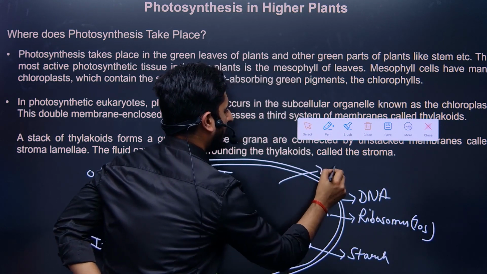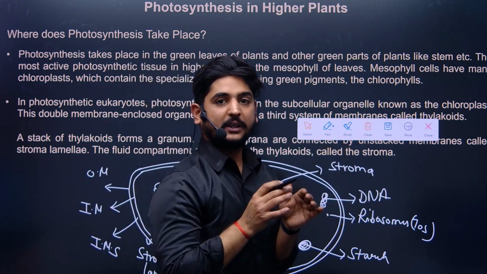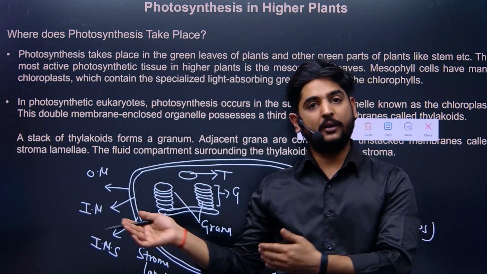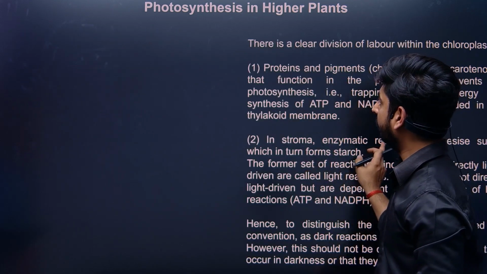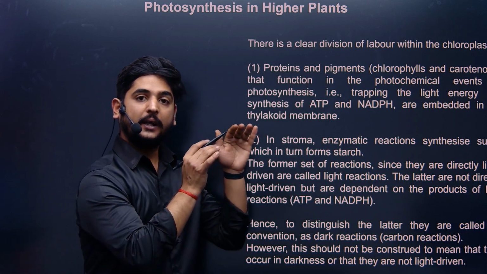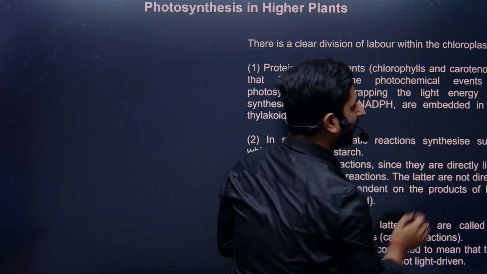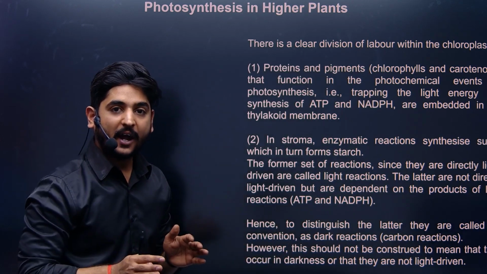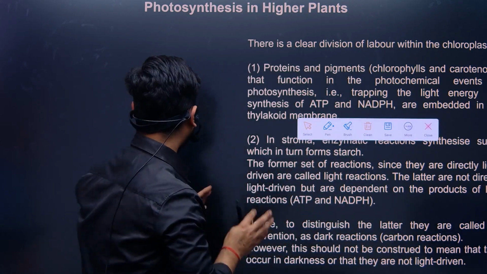And we have stroma. So this is a typical structure of a chloroplast, right? Now moving ahead, this is what we are going to talk about now: in a single chloroplast, there is a division of labor. Light reaction and dark reaction occur separately. Let's try to understand what they are.